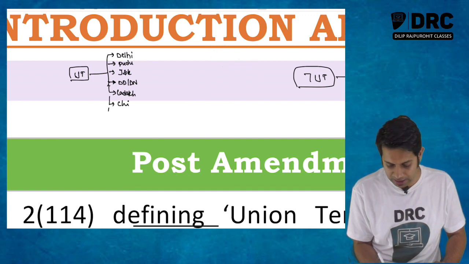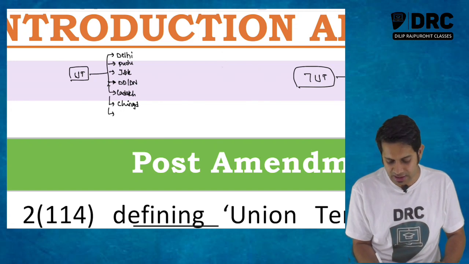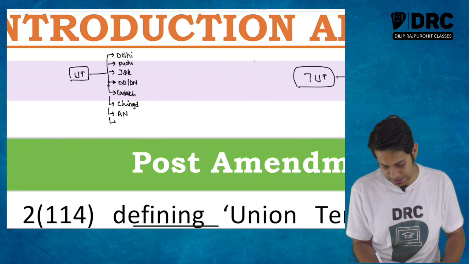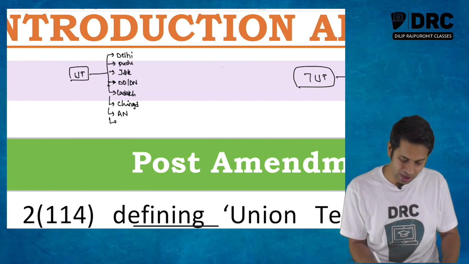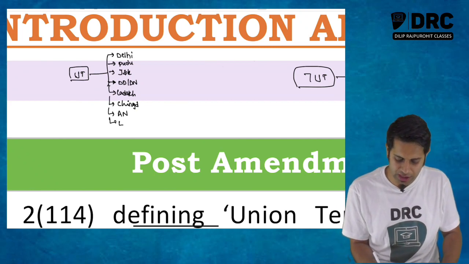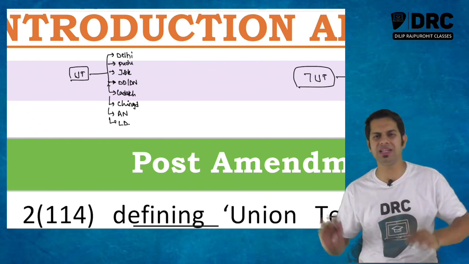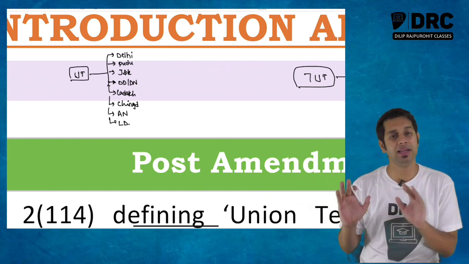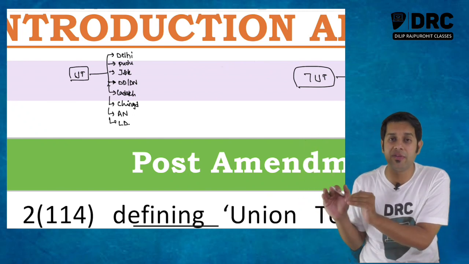Sir, Chhattisgarh. Sorry, not Chhattisgarh. Chandigarh, sir. Yes, Chandigarh. Then, sir, Andaman and Nicobar. Yes, Andaman and Nicobar. And then lastly, we have what? Lakshadweep Islands. These are the different union territories which we have now in India.